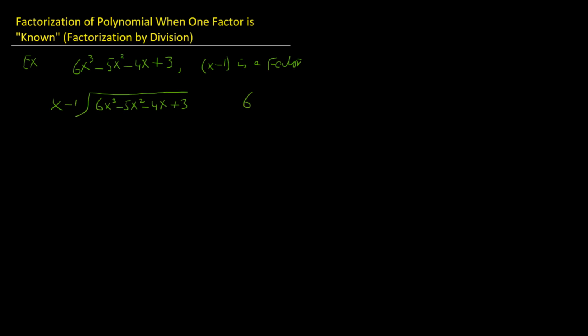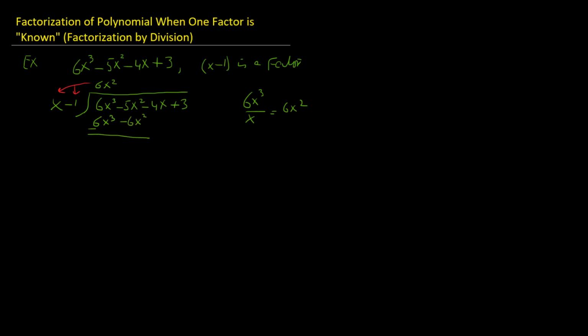So 6x cubed, the first term, divided by the first term of the divisor, we get 6x square. This is our first term in the quotient, 6x square. Now we multiply this with both of these terms. So 6x square multiplied by x is 6x cubed, minus 6x square.